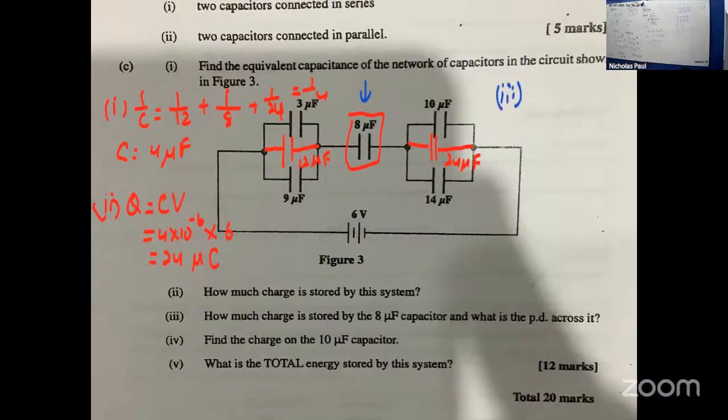If the total charge is 24 and remains the same, 24, right? So the charge will also be 24 microcoulombs. But what would the voltage be? And how do you find voltage? Well, we could use that relationship there, Q equals CV. So that's 24 over 8. I got 3 volts.